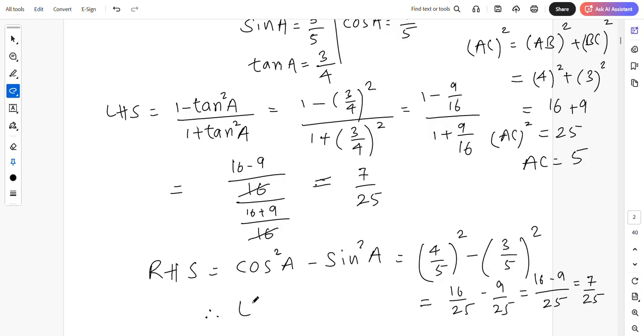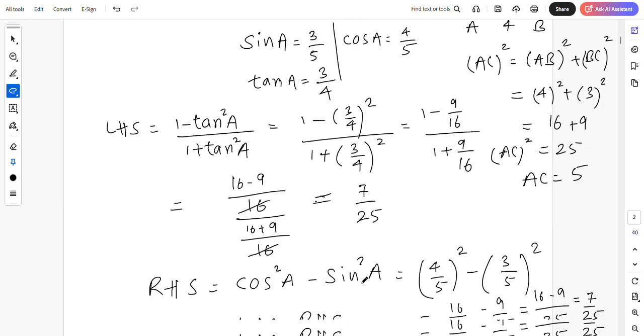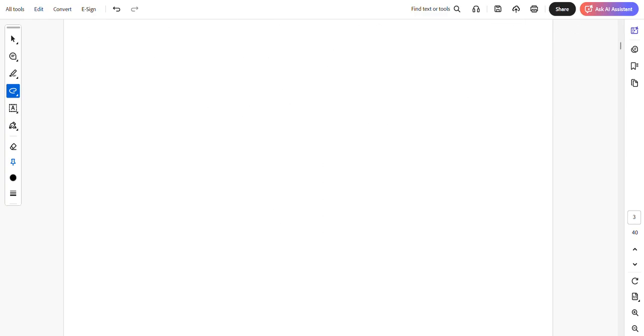Therefore LHS is equal to RHS, hence proved. Hope you understood this problem number 8. Let us go to problem number 9, my dear students. Hope you are following this very clearly.